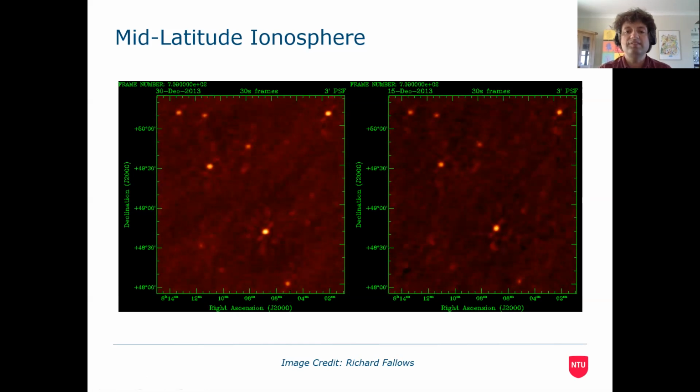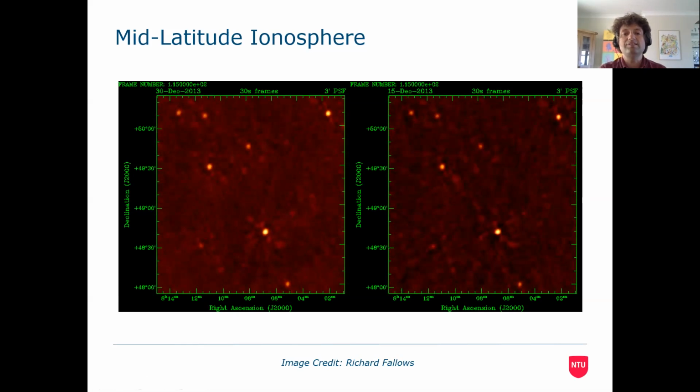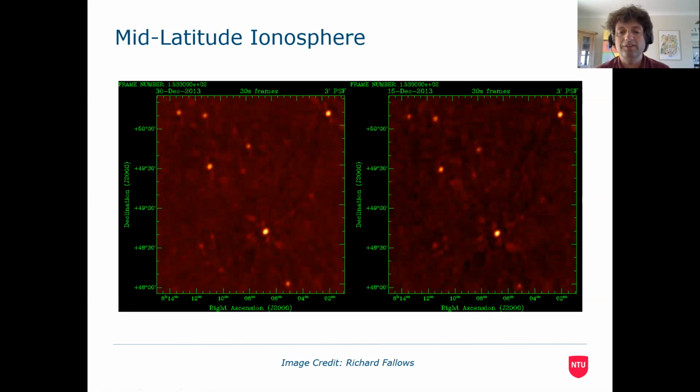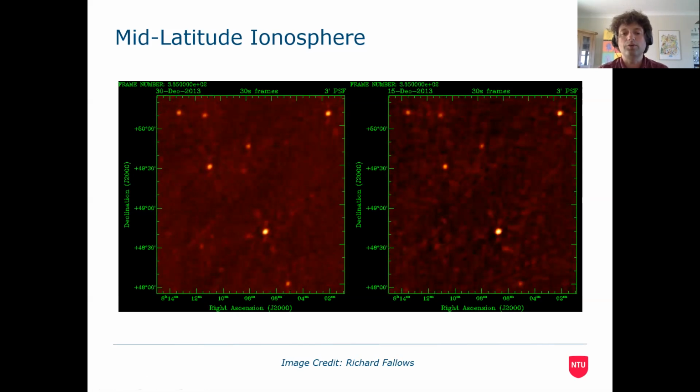However, we sometimes get things like this. We can see these structures move. You can see these radio sources moving around. You can see them brightening and dimming over time. And that is because of structures in the ionosphere, the part of the Earth's upper atmosphere made up of a plasma. And that's the work we're interested in looking at Nottingham Trent University.